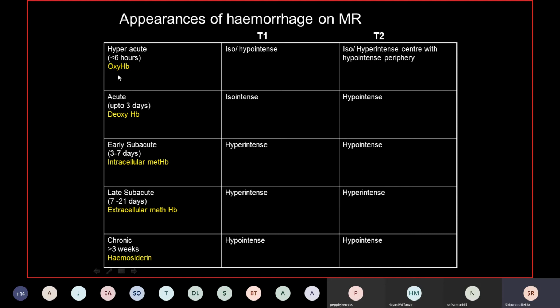So in the context of hyperacute hemorrhage, when we still have oxyhemoglobin, the signal intensity tends to be usually low on T1 and high on T2. But once the oxyhemoglobin starts changing to deoxyhemoglobin, the signal intensity changes. And again, depending upon whether the methemoglobin is intracellular or extracellular, the signal characteristics change on T1 and T2. So this is quite a varied picture on MR.